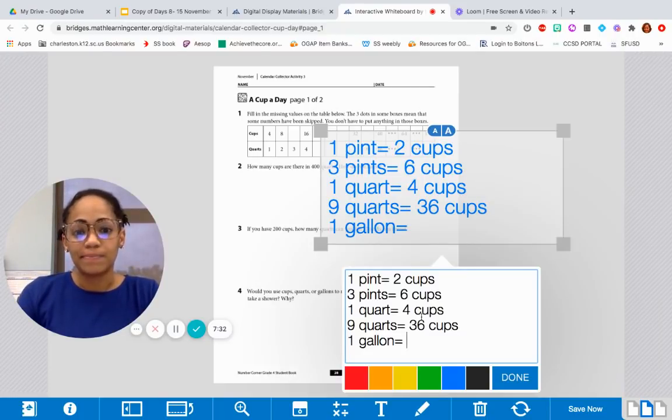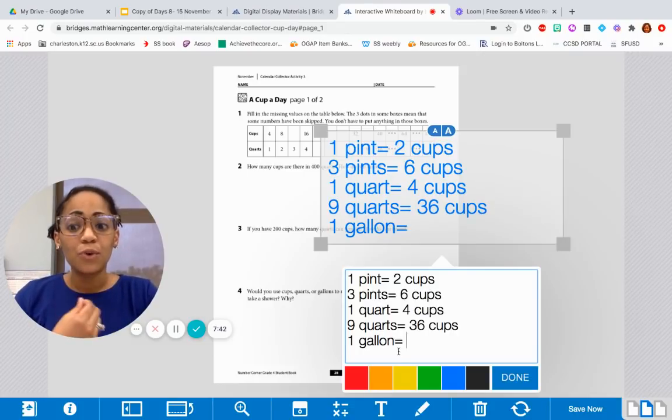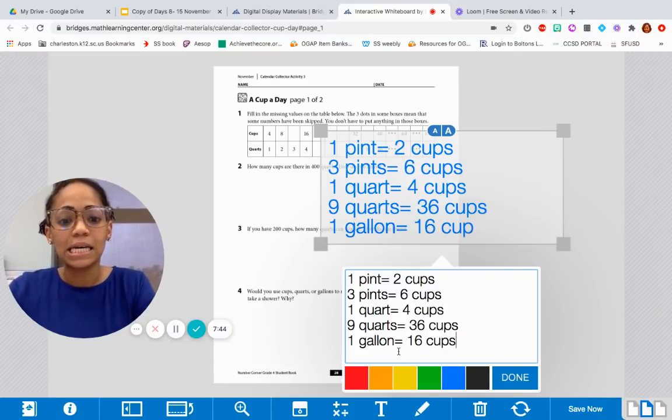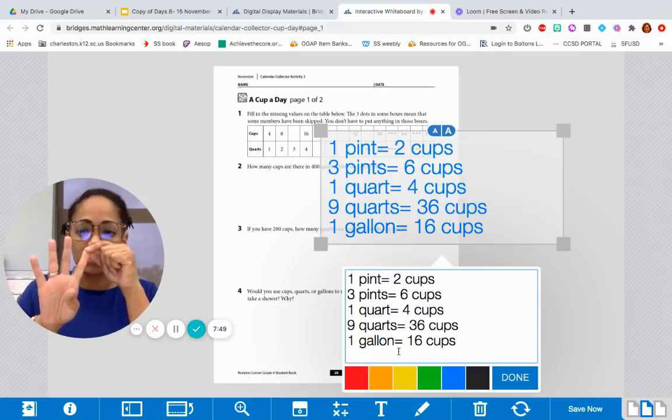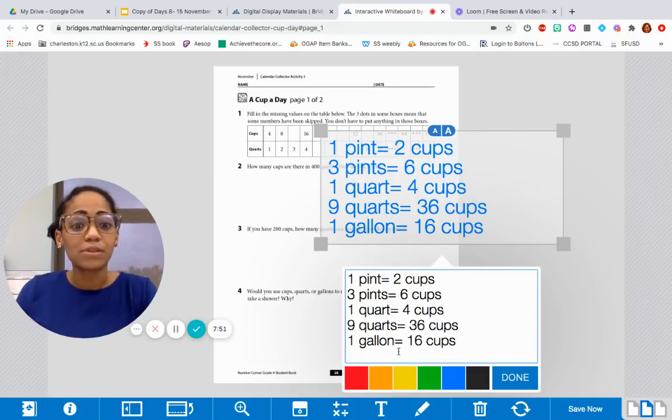So I'll give you a hint. There are 4 quarts in a gallon. And now we know how many cups there are in a quart. So we should be thinking 4 times 4, which is 16 cups. 4 quarts in a gallon, and in each quart there's 4. So 4 plus 4 plus 4 plus 4, 4 times 4. Okay?